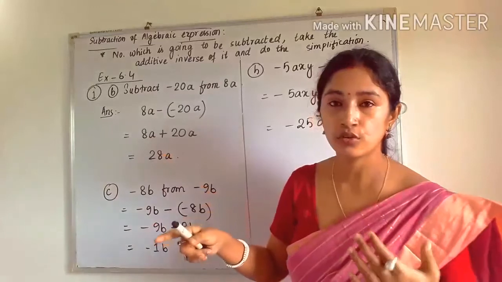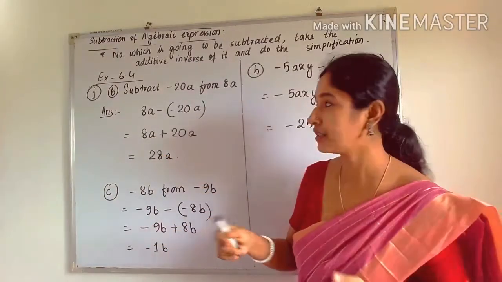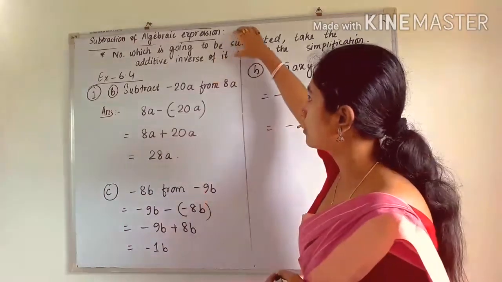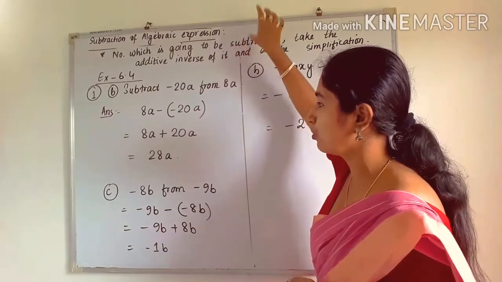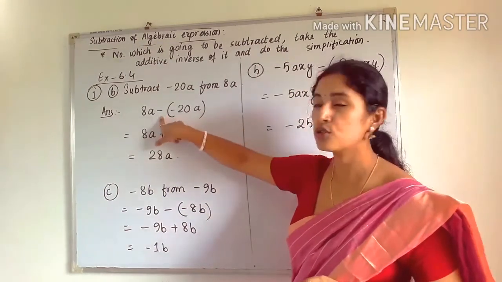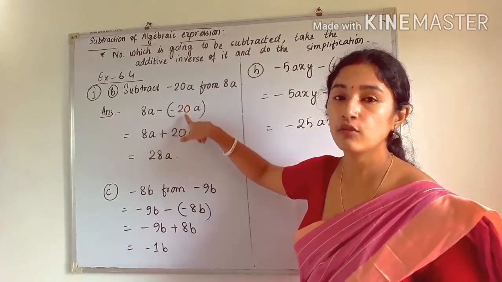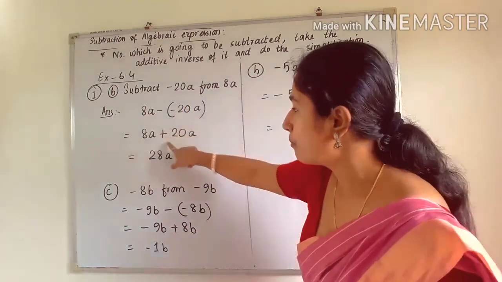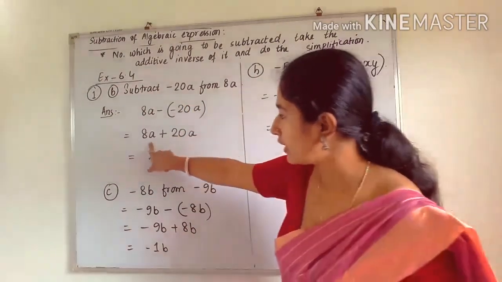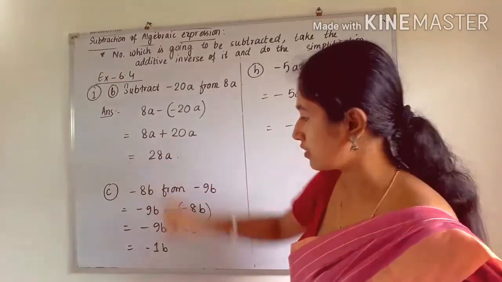This you already know from class 6. And also see, by this rule, -20a is going to be subtracted, so you have to take the additive inverse of -20a. So the additive inverse of -20a is +20a. Okay, so 8a plus 20a will be 28a. So this is the final answer.